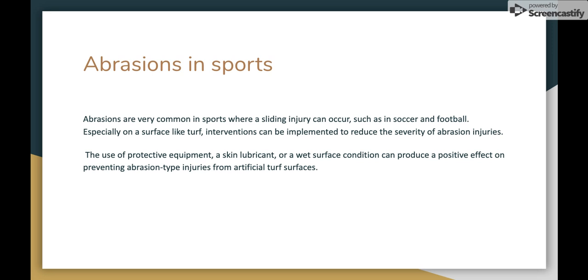There are a couple interventions that can be implemented to reduce the severity of abrasion injuries on these surfaces. And that can be with the use of protective equipment, skin lubricant, or even a wet surface condition, maybe like spraying the turf with some water, or maybe if it had rained. And all these things can produce a positive effect on preventing abrasion type injuries or preventing more severe injuries from sliding against turf.